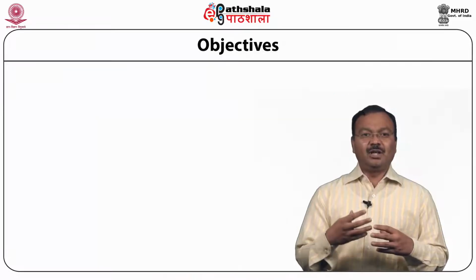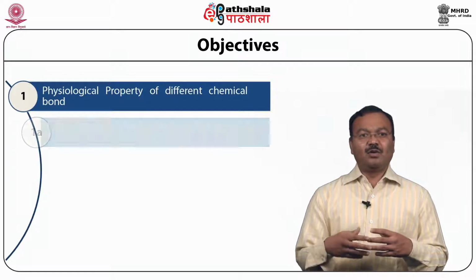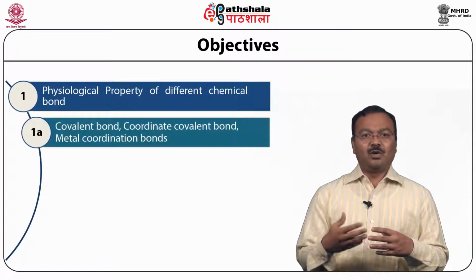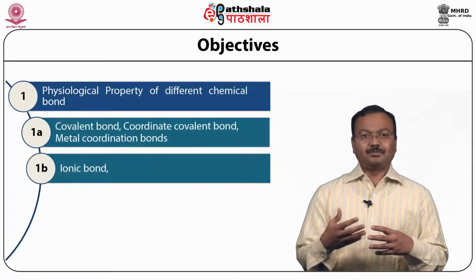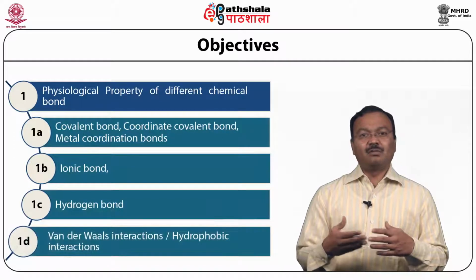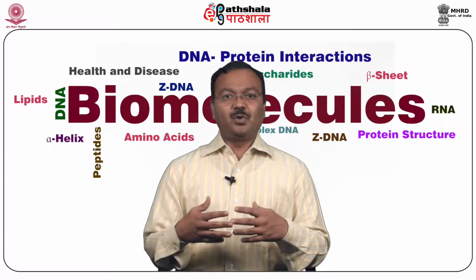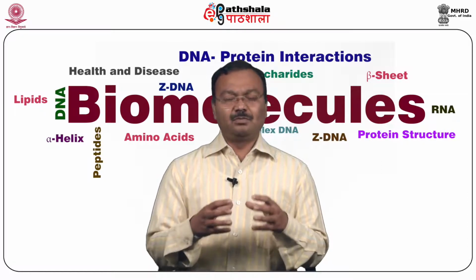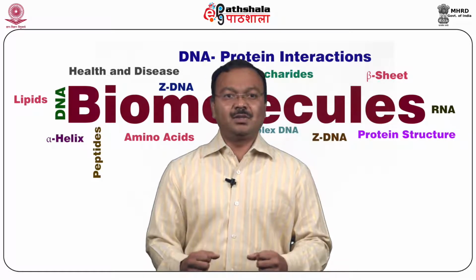So here we will learn about the physiochemical properties of different chemical bonds, like covalent bond, coordinate covalent bond, metal coordinated bonds, ionic bonds, hydrogen bond, Vander Waals interaction, or what we also call hydrophobic interactions. The bonds in proteins and peptides are basically all chemistry. You might have learned this in your high school.